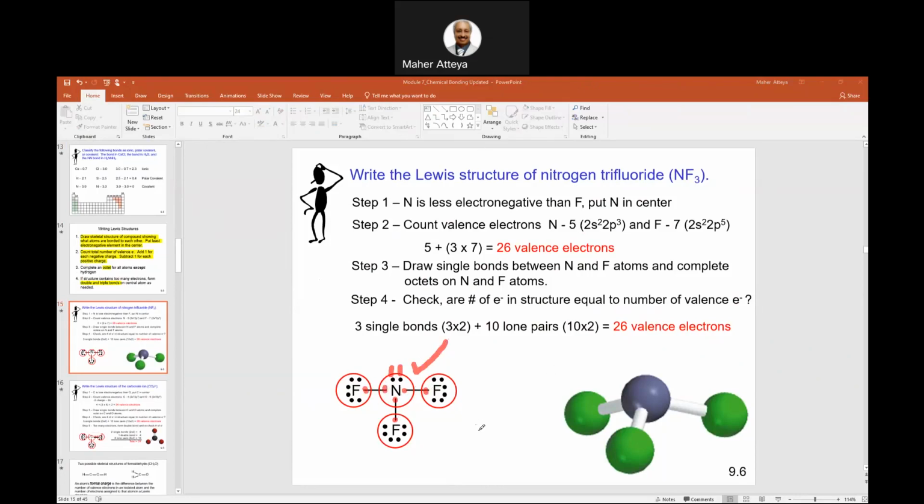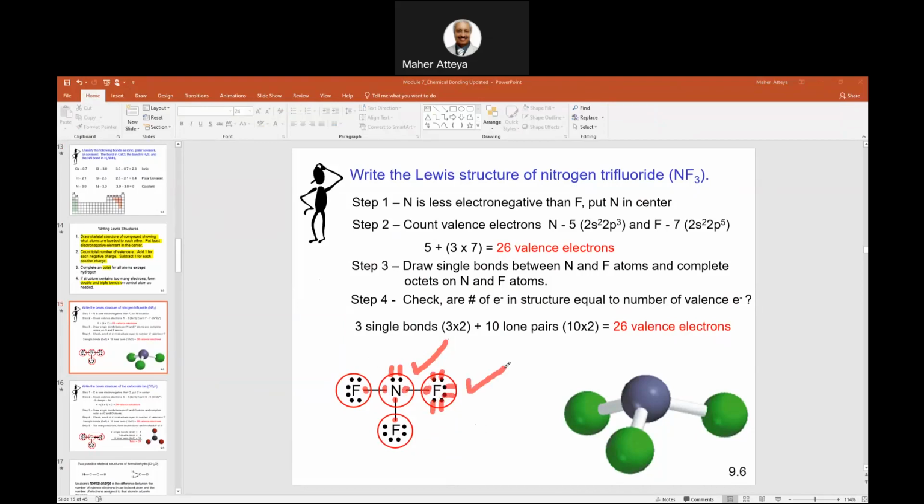Number of shared and non-shared electrons. So if you look at this, nitrogen has a total of 8, shared and non-shared. One set is non-shared, correct? 2 electrons are not shared. The rest are shared. Let's look at the fluorine. We'll look at one and then the rest is the same thing. So 1, 2, 3, 4, 5, 6, 7, 8.